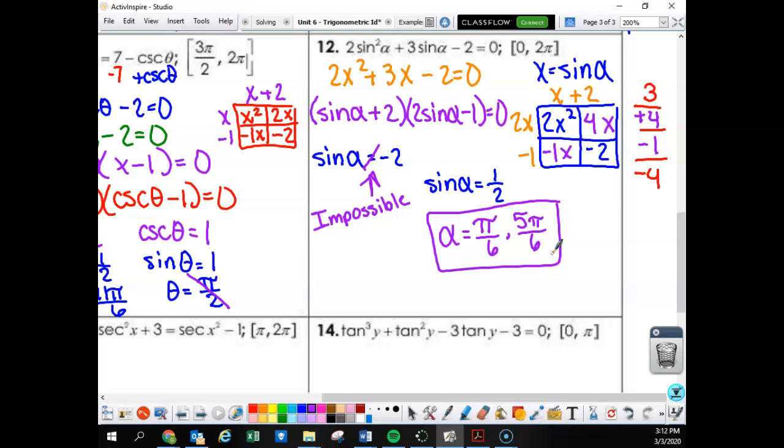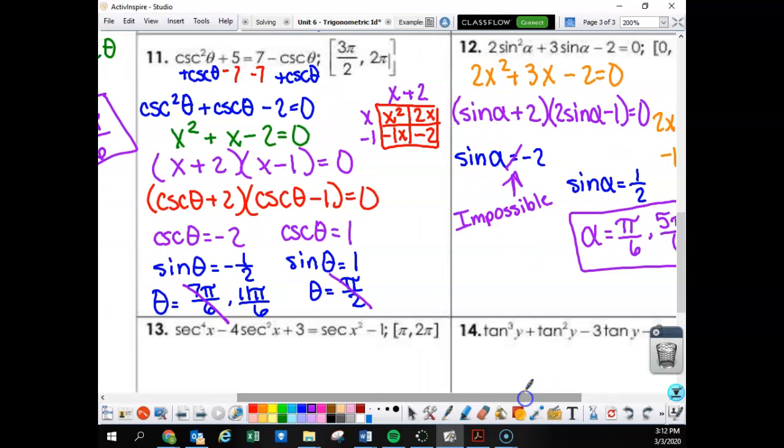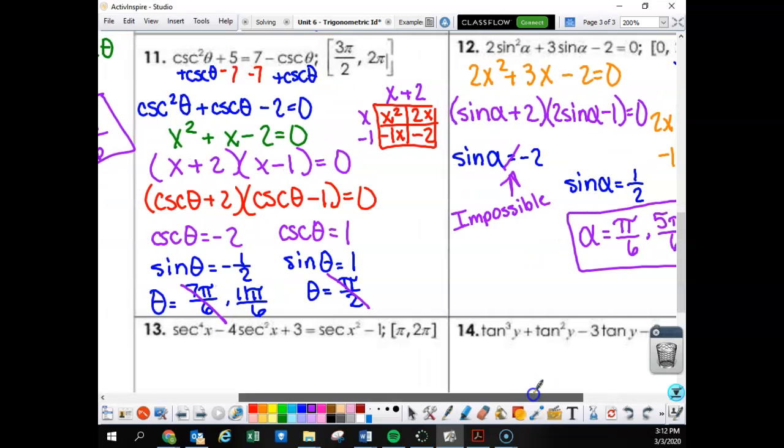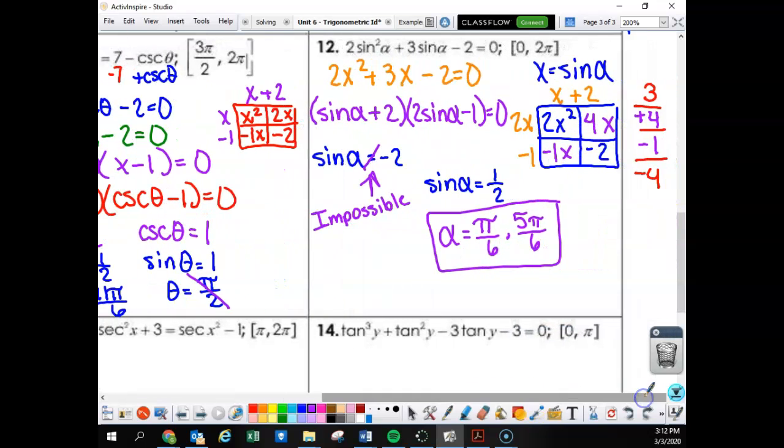Go ahead and try number 13. Actually, let's skip number 13. We're going to skip number 13. Okay, let's look at number 14.